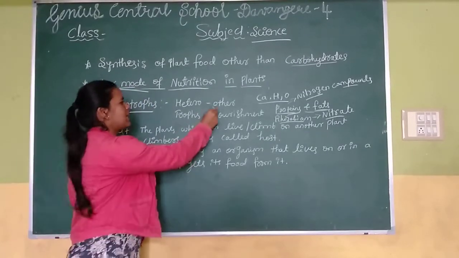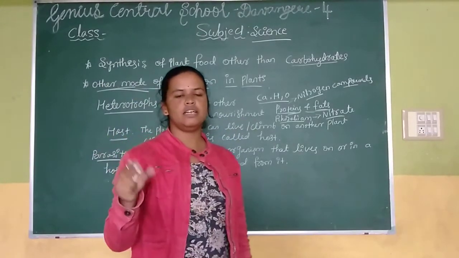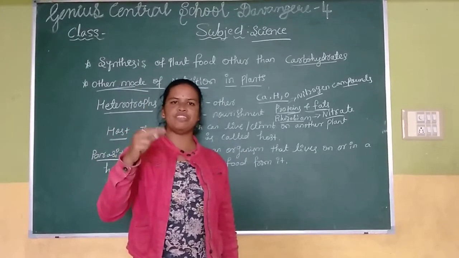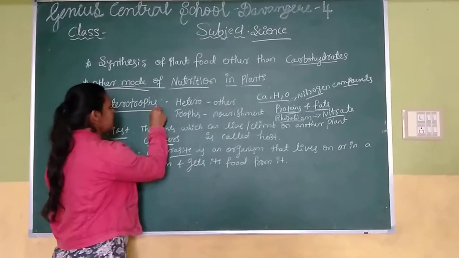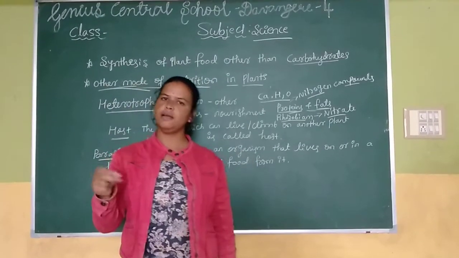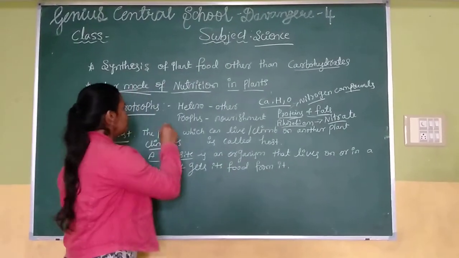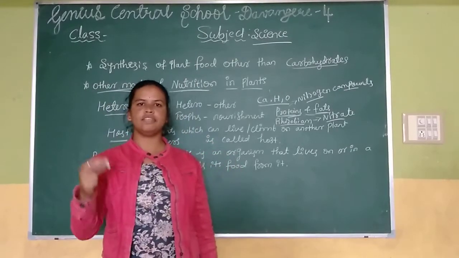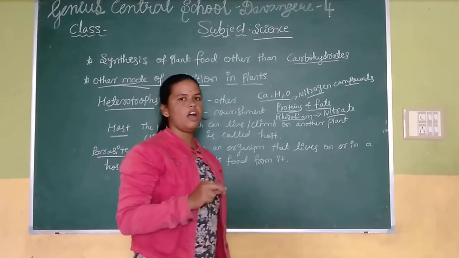Hetero means other, trophs means nourishment. The organism, the plant which feeds and nourishes itself on another plant's surface, which grows on another plant's surface, is called a heterotroph. Even we animals are also heterotrophs because we are dependent upon plants. Heterotrophy is a mode of nutrition in which the organism grows on the surface of another organism.